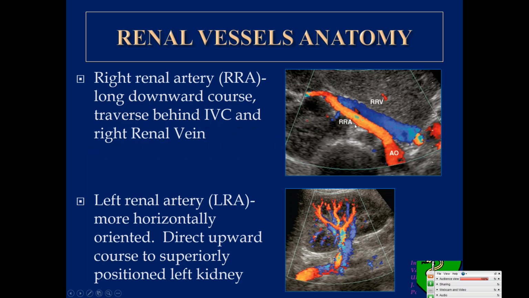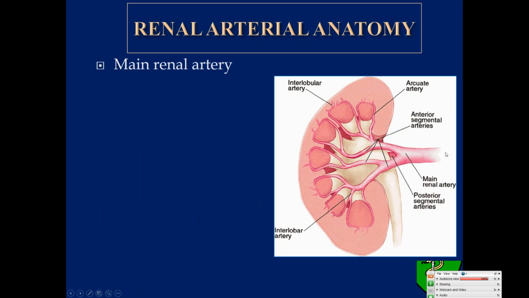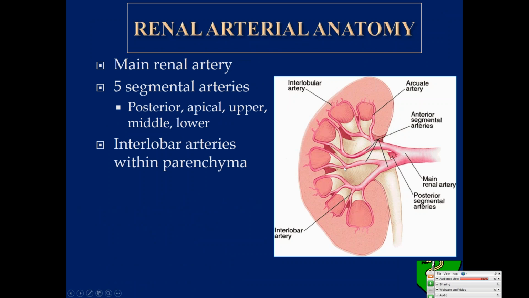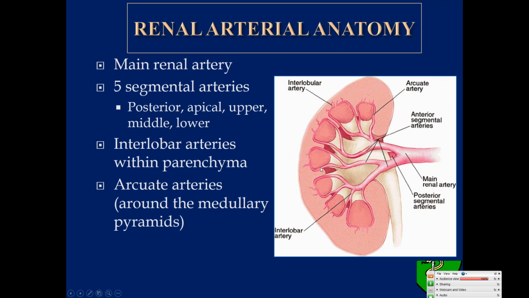I'm just going to go into the renal artery anatomy. Again, to reiterate, we have a main renal artery on the right that has a longer, more downward course, and the renal artery is located posterior to the renal vein. We have a left renal artery that is shorter and has a more upward course towards the superiorly positioned kidney. The main renal artery divides into the segmental renal arteries, then the interlobar arteries, then the arcuate arteries around the pyramids, and then the interlobular arteries.